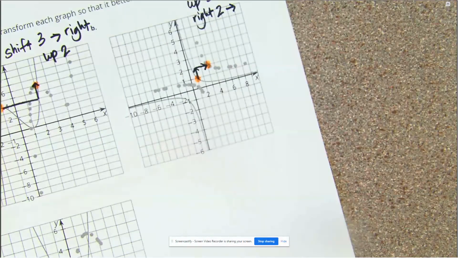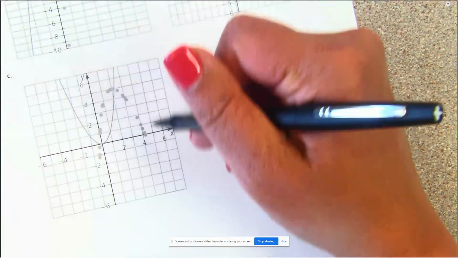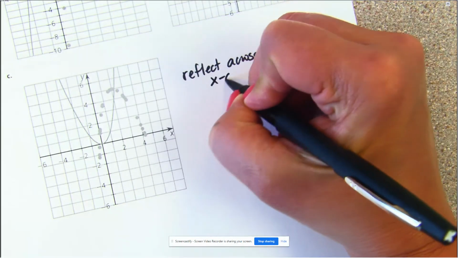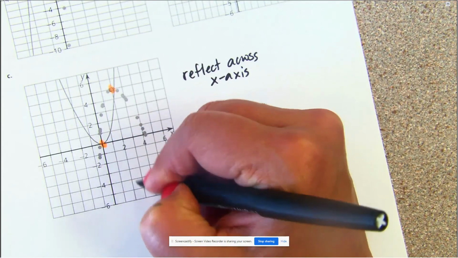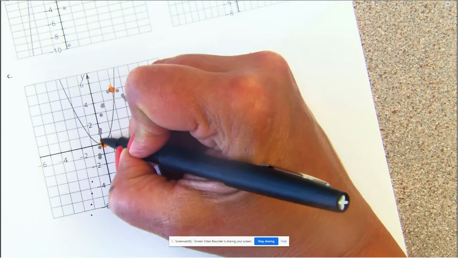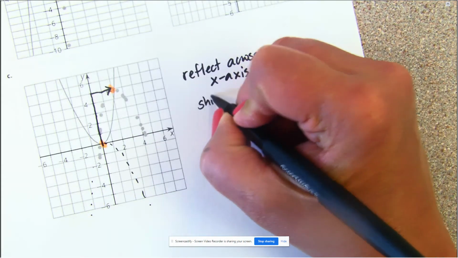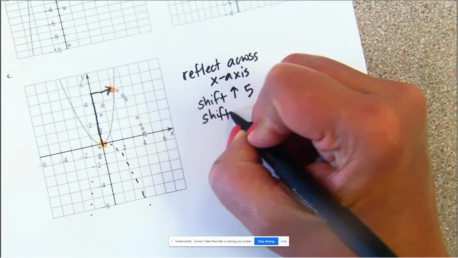up 1, right 2. And here, sort of like the other one, the data is upside down, so I know I'm going to need to reflect it across the x-axis. And I'm lining up this point to this point. So I know first if I reflected it, it would be like this, upside down. Then I've got to move it up 1, 2, 3, 4, 5, and over 2. Shift it up 5, shift right 2.